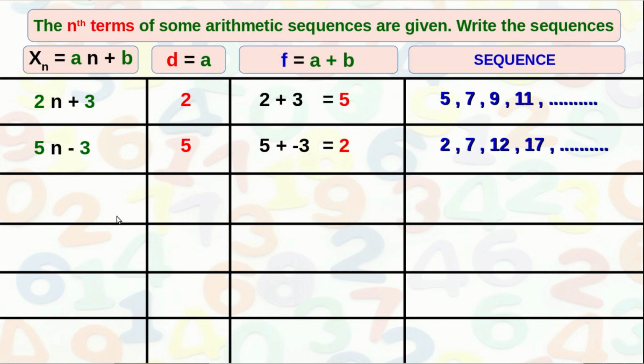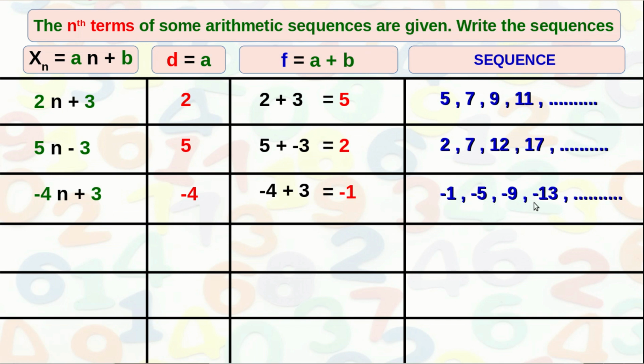The next expression, minus 4n plus 3. Here a is the coefficient of n, that is minus 4, that is the common difference. The first term is minus 4 plus 3, that is equal to minus 1. First term minus 1, common difference minus 4. The sequence is minus 1, plus minus 4, minus 5. Again adding minus 4, we get minus 9, minus 13, and so on.